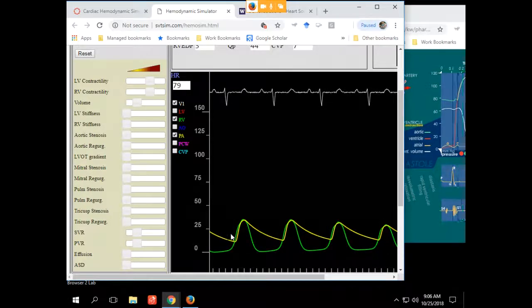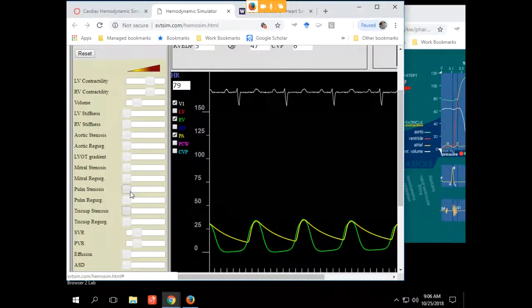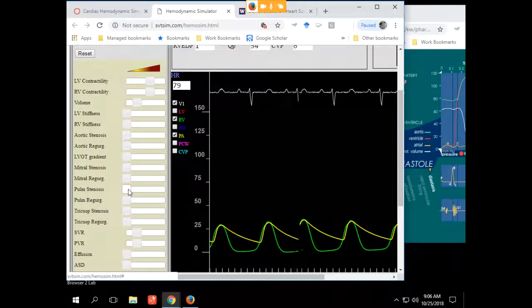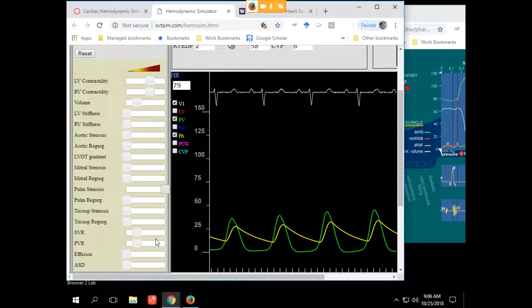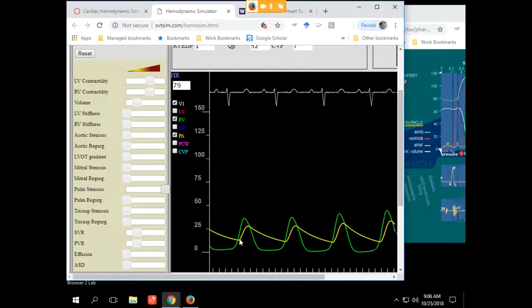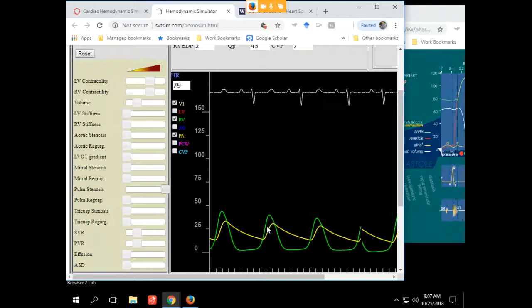Let's see if it happens. Ah, there it is. Yeah, so there you go. More pressure to open up the pulmonary valve. And we see it happening during systole, and we see the difference, especially right here. Most of the time they're pretty close together, right? And then now we see this big gradient right here.